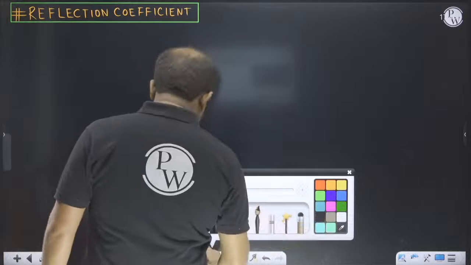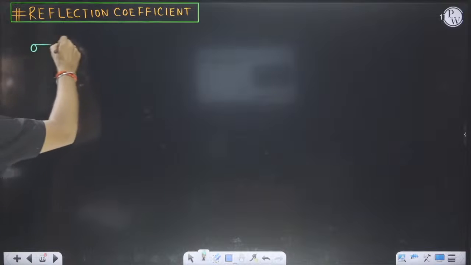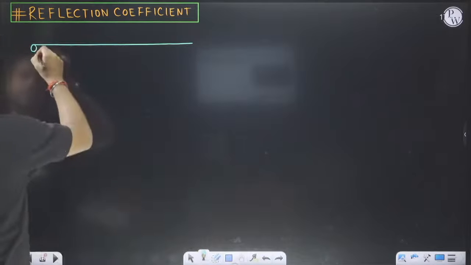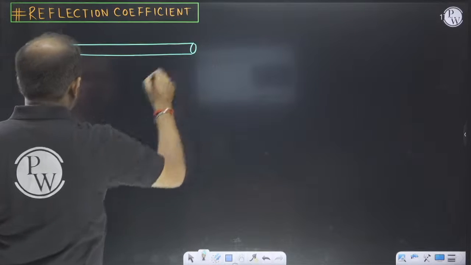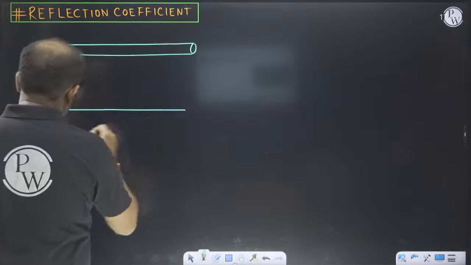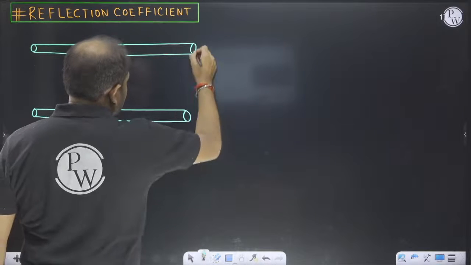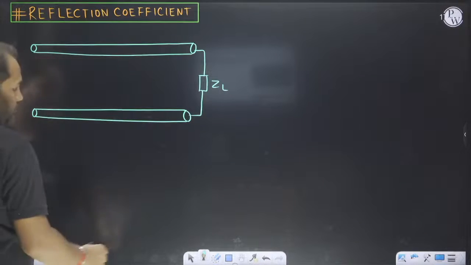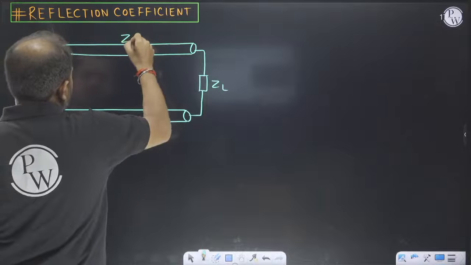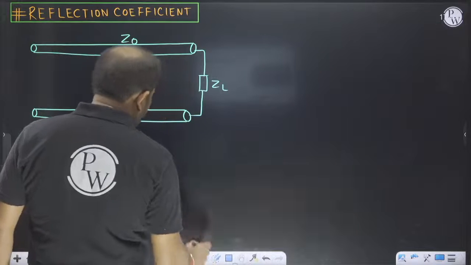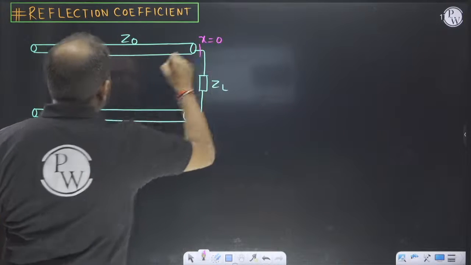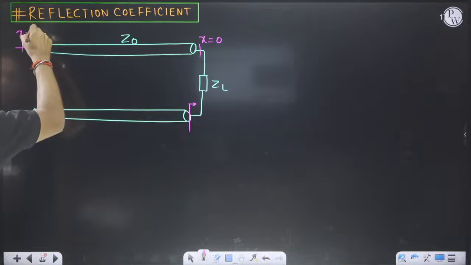First of all, what is the reflection coefficient at different lengths of the transmission line? First I will discuss the lossless transmission line, then I will discuss the lossy transmission line. For the lossless transmission line, this is ZL, and the characteristic impedance is Z0. First we can calculate at x is equal to 0. This is x is equal to 0 and this is x is equal to L.